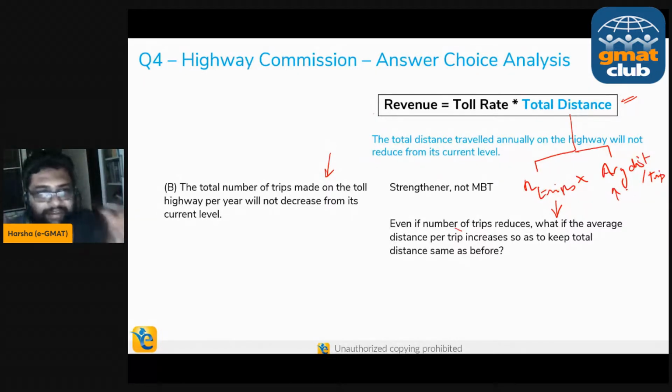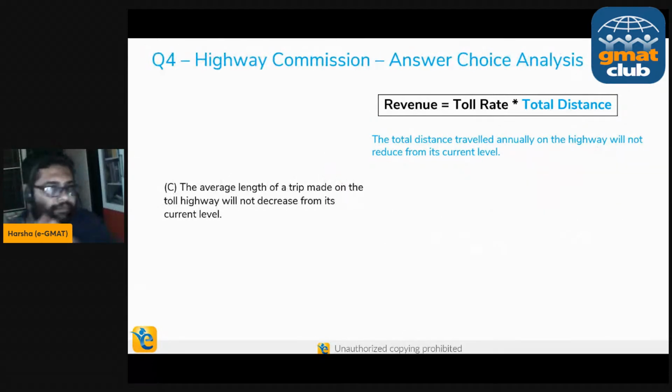So, in essence, this is a fantastic strengthener. More people doing trips makes you believe more in the conclusion, but it's not a must be true. It's not an assumption, because it does not have to be true for your conclusion to hold true. Even if the number of trips decreases, people could compensate by covering more distance in these trips because it is a distance basis here. So that's option B.